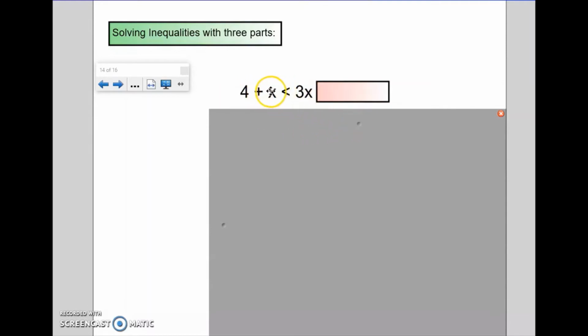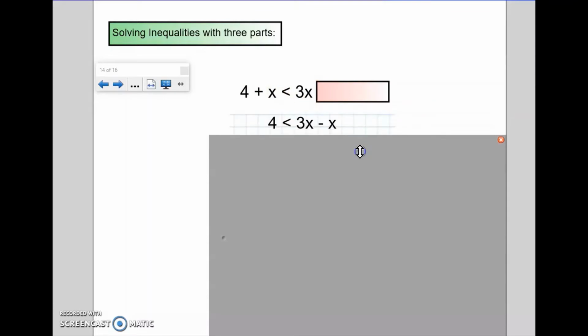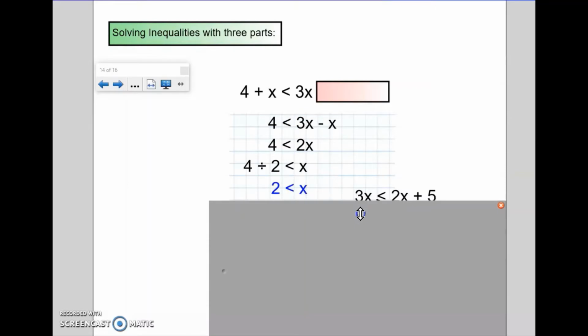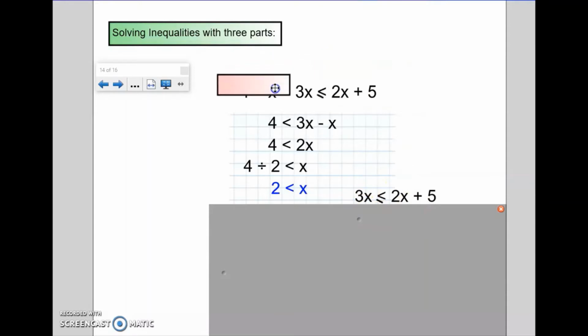So I'm going to subtract an x from each side, so that's going to leave me with 4 is less than 2x. Then I'm going to divide each side by 2. So I'm left with 2 is less than x, or we could read that as x is greater than 2. You can just about see on the other side of my screen that I've started the second part of this question. So this time I'm going to forget about this section and I'm going to solve this inequality.